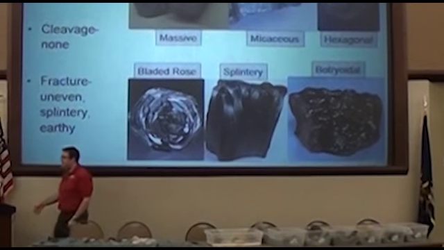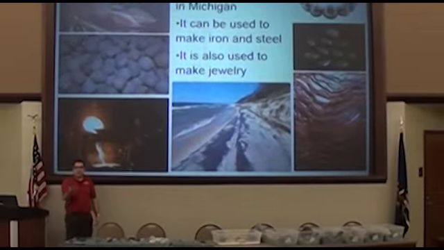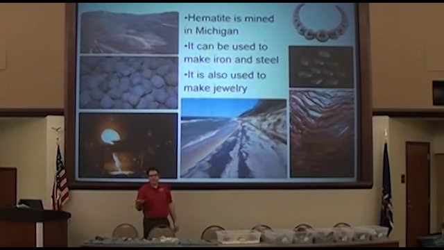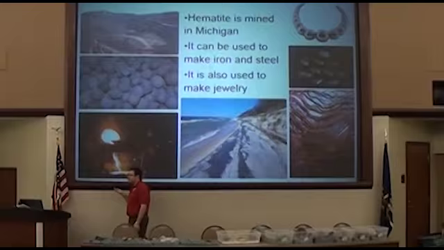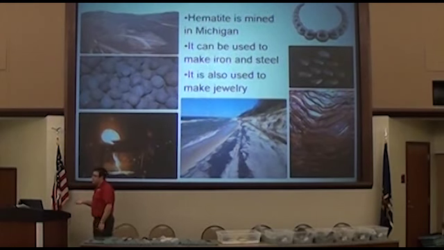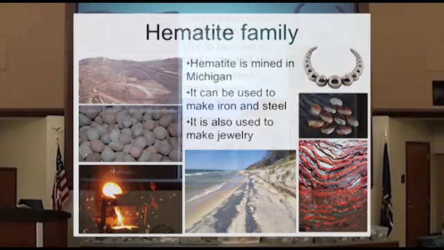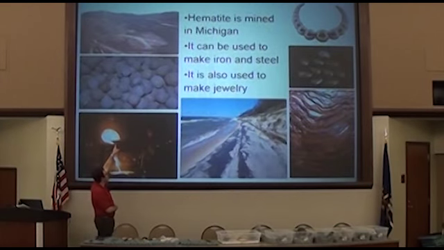So what do we do with hematite? I'm sure you noticed that your sample of hematite's pretty heavy stuff, right? It's pretty heavy because it's got iron in it. It's a good ore of iron. They mine hematite in Michigan. They mine it in Wisconsin, the Upper Peninsula. It's used to make iron and steel. These are called taconite pellets. That's a way that they used to move the iron ore from the Upper Peninsula to the steel mills.